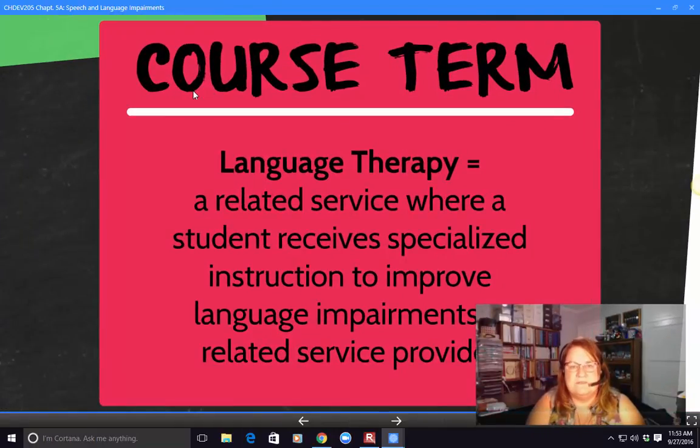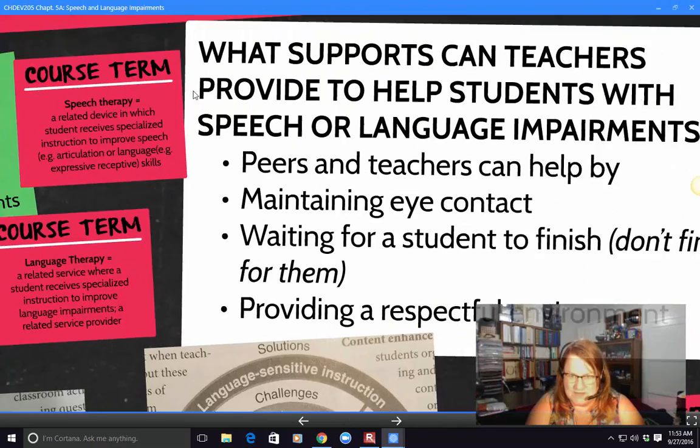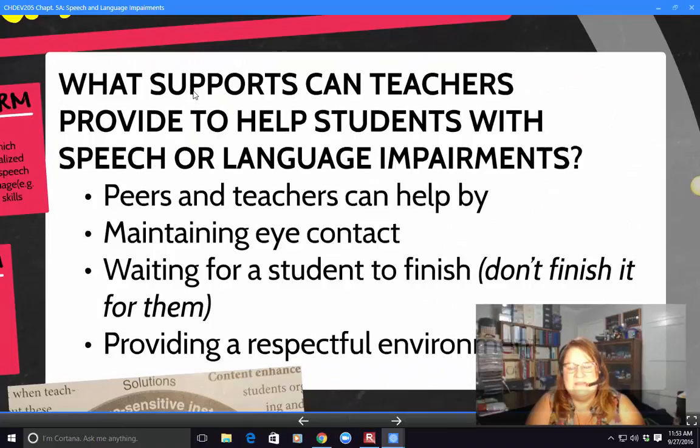Again, language therapy is very much like speech therapy, but you work more on the rules, right? Again, it's because it's language. Some of the tips here are to maintain eye contact with somebody who might be struggling. Don't look away, don't roll your eyes. If somebody's stuttering or stammering or working over certain words, just be with them. Just be present. Wait for them to finish. Don't finish the sentence for them. That's not right. Okay? If you speak for a person, you're taking their dignity away, and that's not good.